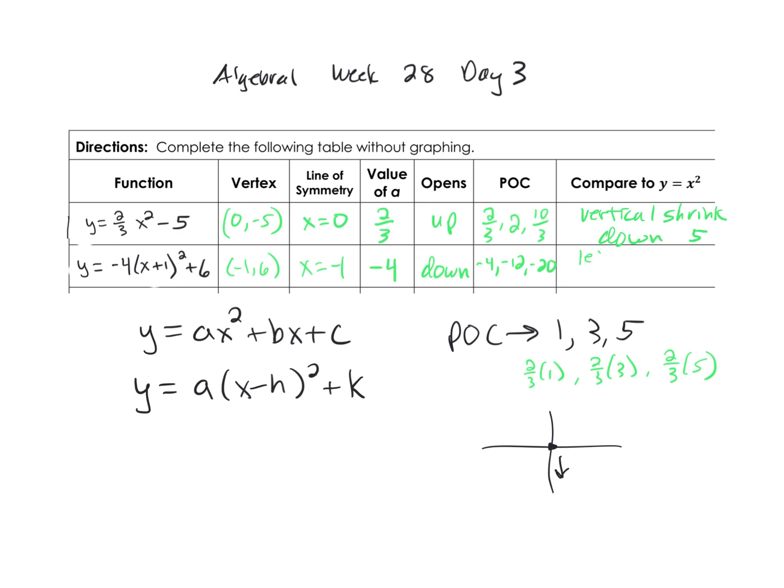For this one, boy, there's a lot going on. I have left 1 unit and then up 6 units. It has a vertical stretch because 4 is that number here. Whether it's positive or negative, the 4 tells me that it's a stretch because the number 4 is bigger than 1. And the last thing is that it's reflected over the x-axis. So reflected over x-axis. Okay, you should be able to do your worksheet now.